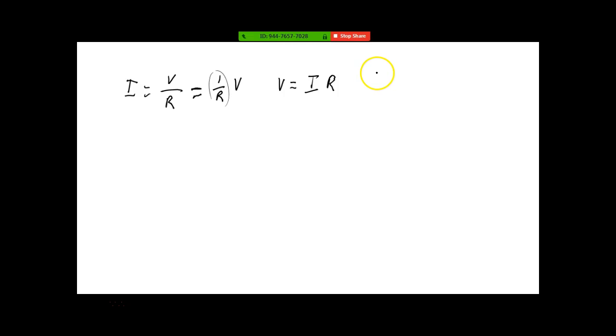Solve for R, divide both sides by I, and you get R is equal to V over I.